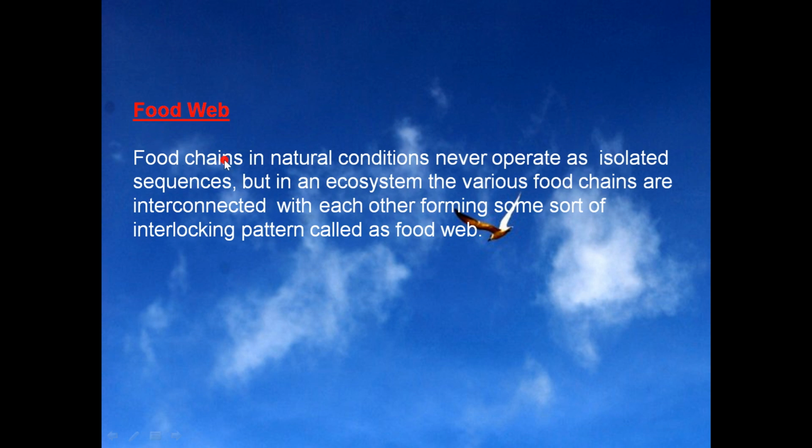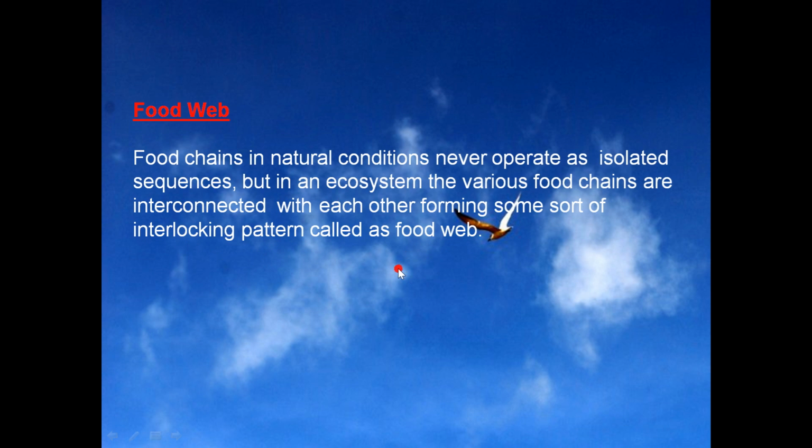The food chain in natural conditions never operates as an isolated sequence. In an ecosystem, the various food chains are interconnected or interlinked with each other, forming a sort of interlocking pattern, and this pattern is said to be a food web.